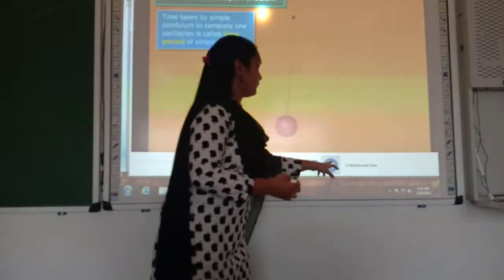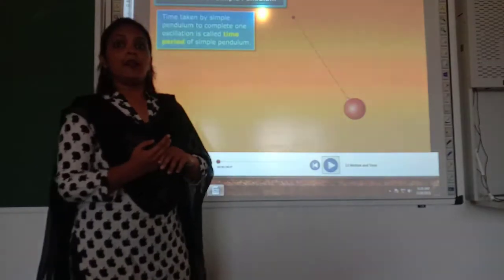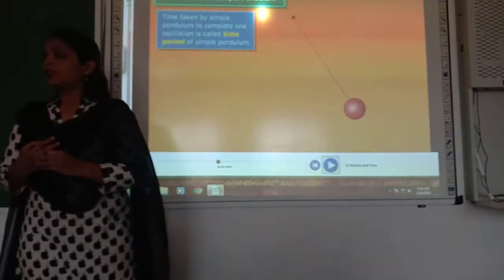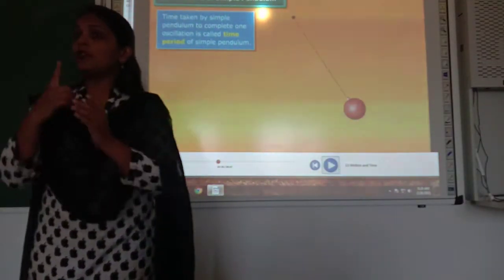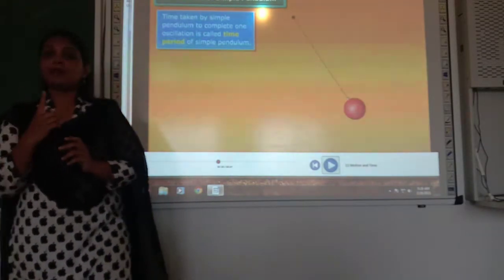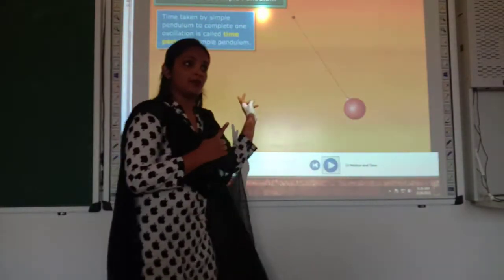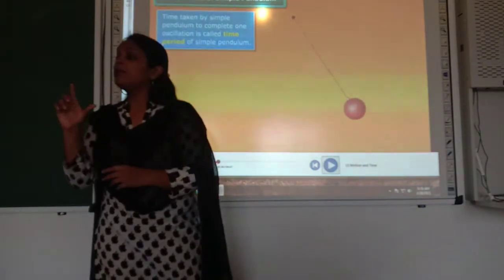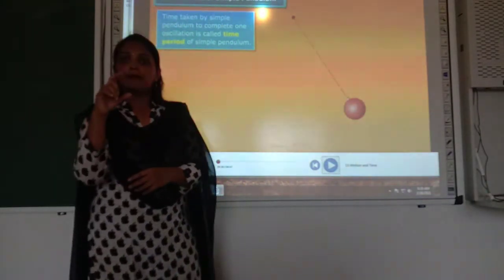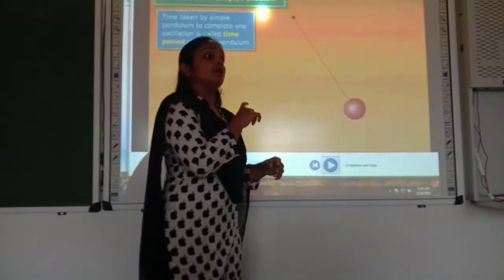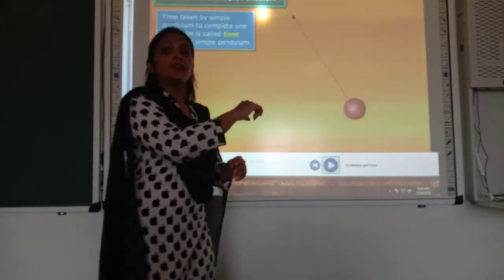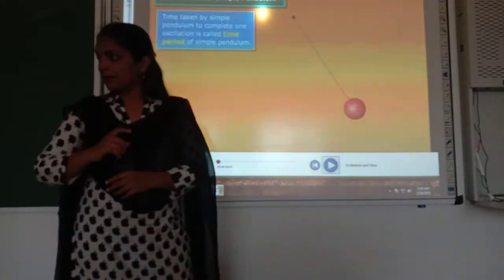Now, the time taken by the pendulum to complete one oscillation is called the time period. How much time is going to be taken by the pendulum to complete one oscillation, from here to here and then again back to here, is called the time period. That is the period of time in which the bob moves from one position to another and comes back to the original position.